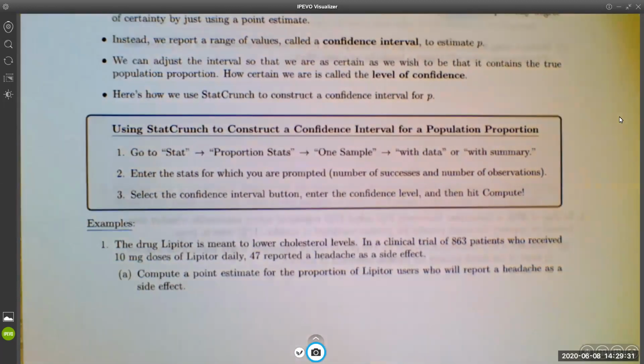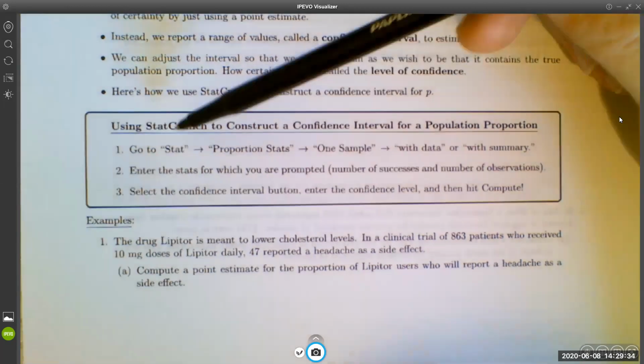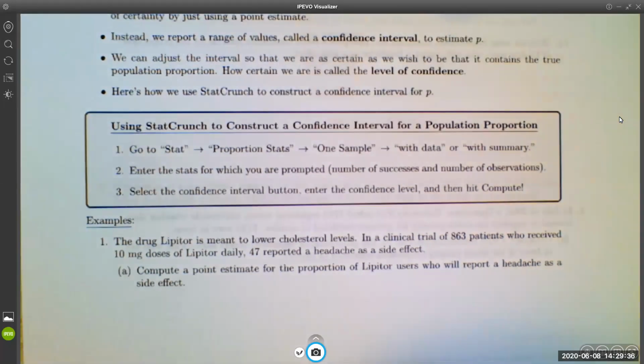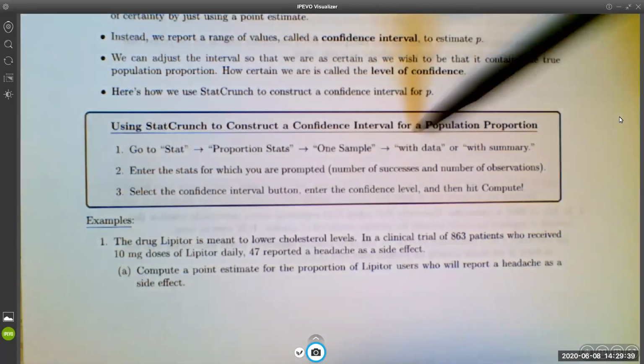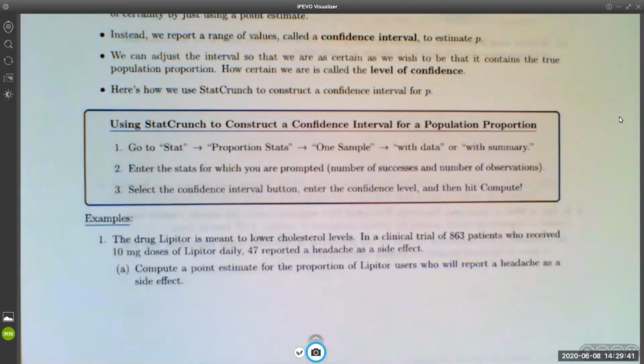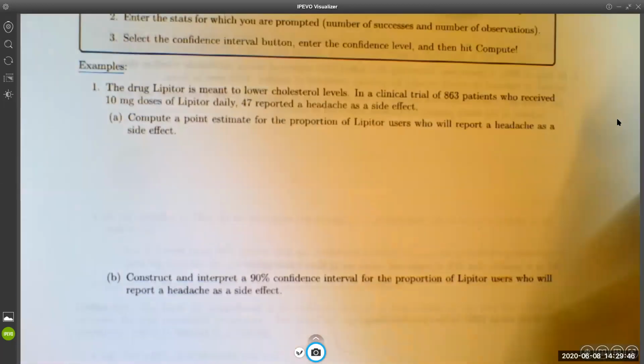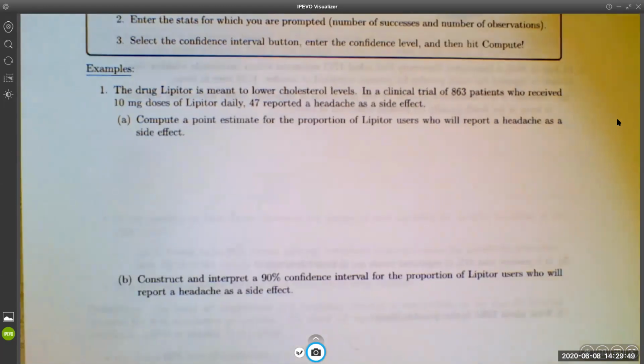So if we want to construct a confidence interval for the proportion, we go to Stat, Proportion Stats, One Sample, and then either With Data or With Summary, depending on if we have the raw data or just a summary of it. So for example, this first one says the drug Lipitor is meant to lower cholesterol levels. In a clinical trial of 863 patients who received 10 milligram doses of Lipitor daily, 47 reported headache as a side effect. Okay. Now, part A says compute a point estimate for the proportion of Lipitor users who will report headache as a side effect.